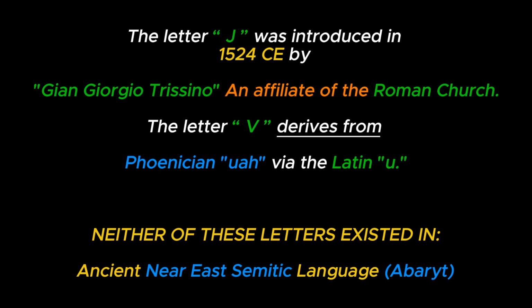Letter historicity note. The letter J was introduced in 1524 CE by Gian Giorgio Trissino. The letter V derives from Phoenician wa via the Latin u.